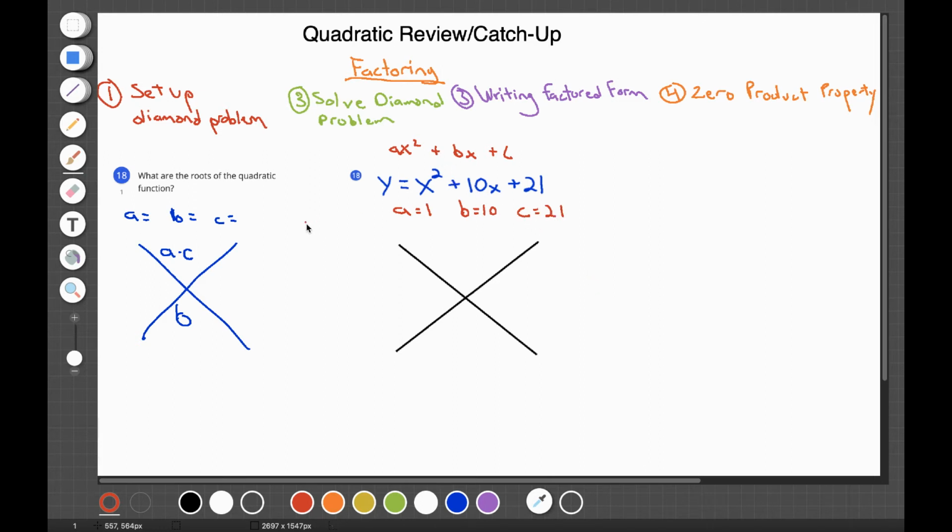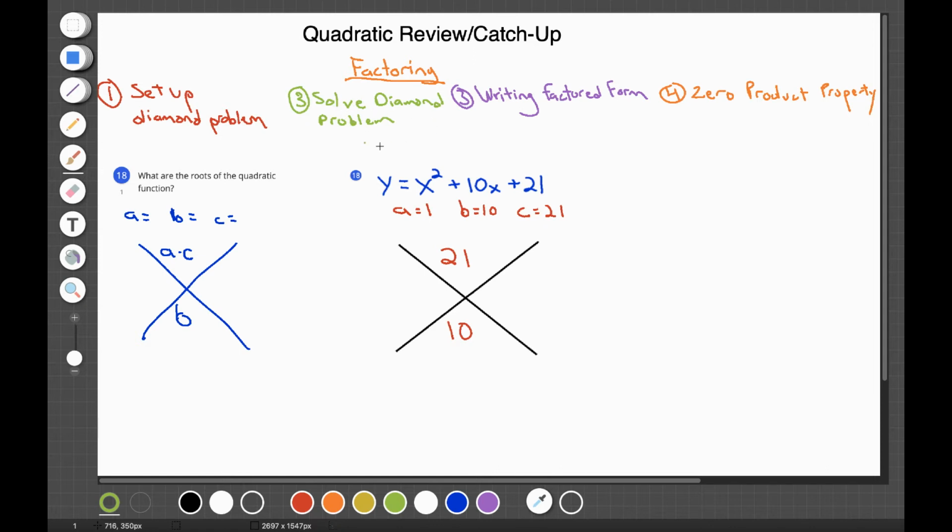Okay, so let me go ahead and erase this so it doesn't confuse us. We don't need to write this. Okay, so we're going to take the A term times the C term and put that in the top. So 1 times 21 goes in the top. So it's just 21 in this case, 1 times 21. B goes in the bottom, which is, in this case, 10. Okay, now we can work our way through the rest of the steps.